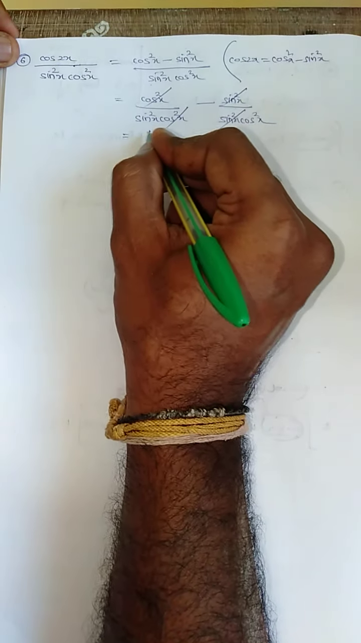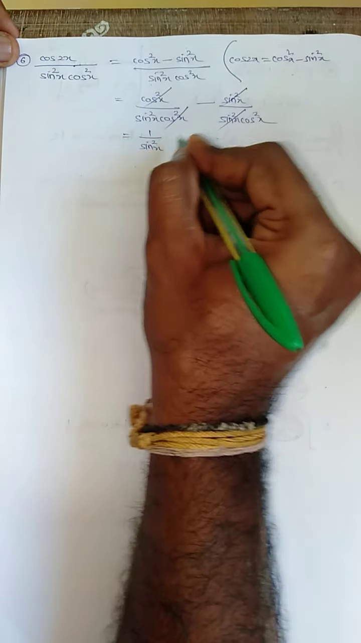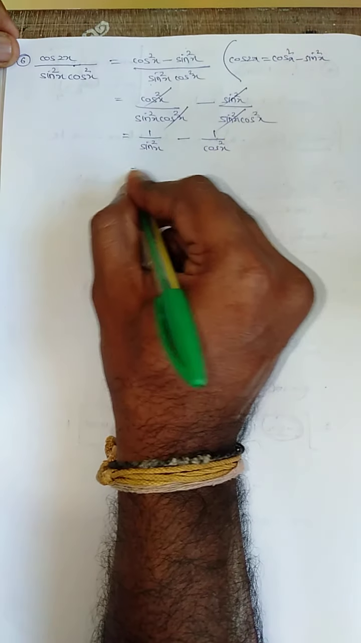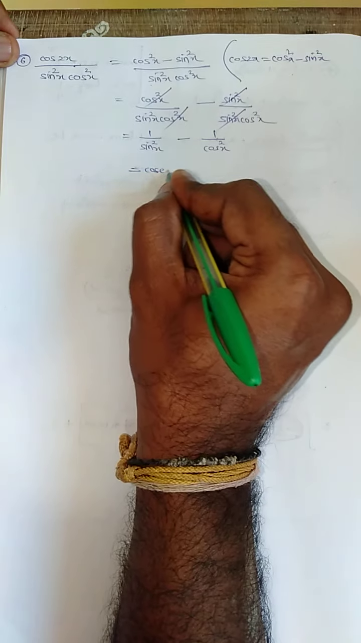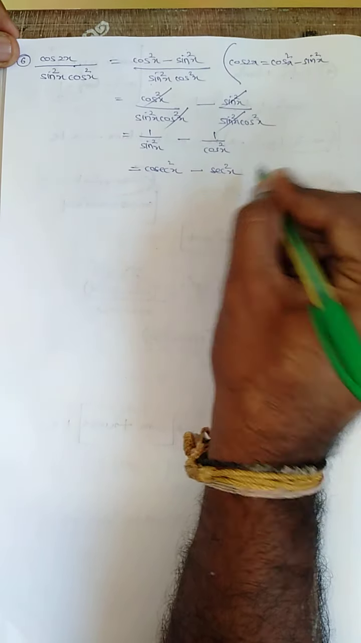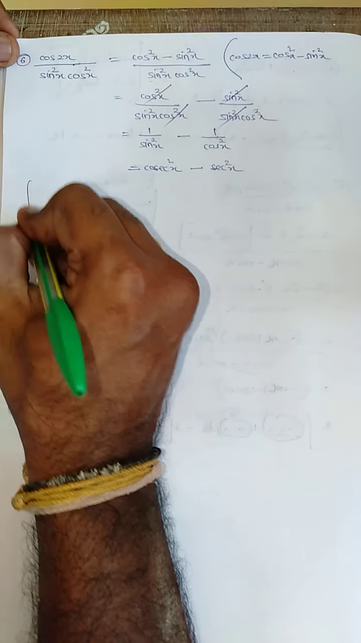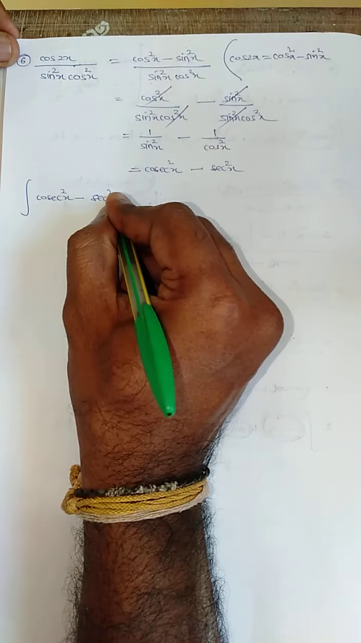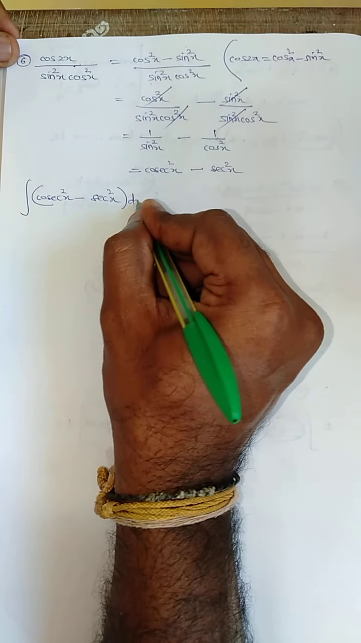The remaining terms are 1 by sin square x and 1 by cos square x. In this form we can't integrate. 1 by sin square x we can write as cosecant square x, and 1 by cos square x we can write as secant square x. For these we have integration formulas. So, integration of cosecant square x minus secant square x into dx.